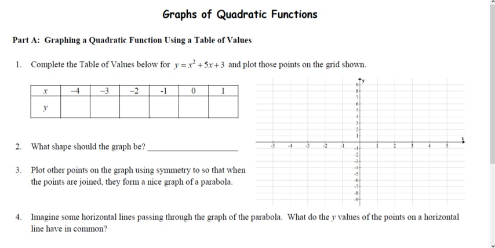All right, graphing a quadratic function using a table of values. Complete the table of values below for y equals x squared plus 5x plus 3 and plot those points on the grid shown.